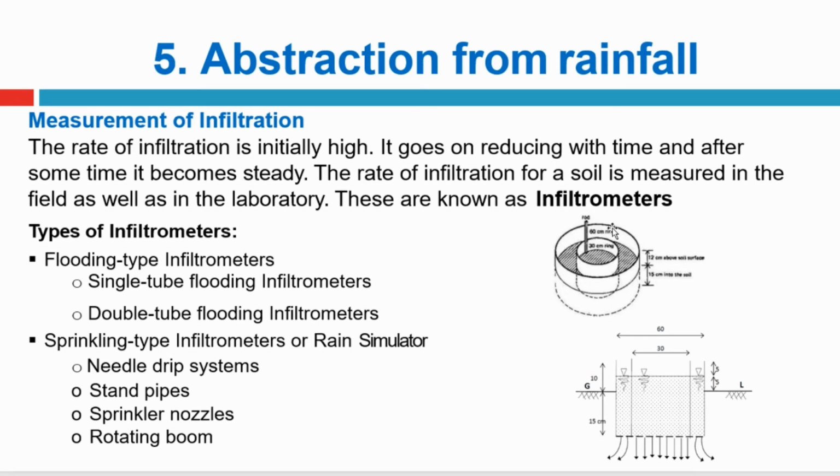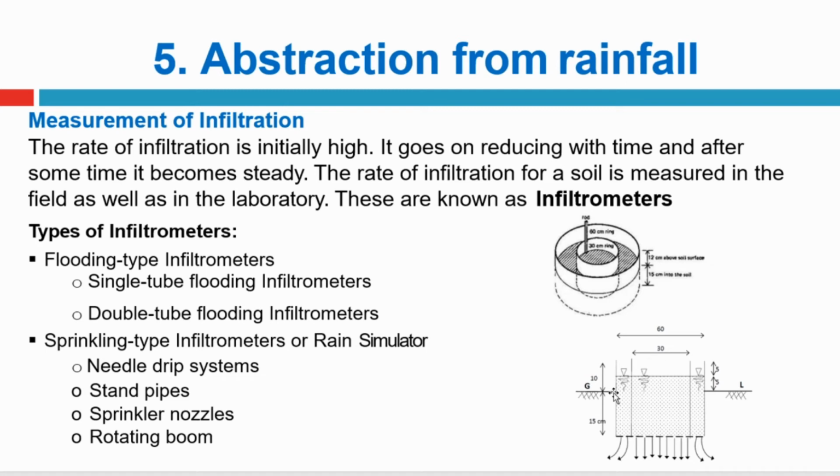So this is one ring, the outer ring. This is the inner ring. The outer ring will be of 60 centimeter, the inner ring will be of 30 centimeter, and then there is a rod. This rod is representing a scale, where you can measure the depth of water in that ring. So what happens here is we penetrate these two rings in the soil, in the earth.